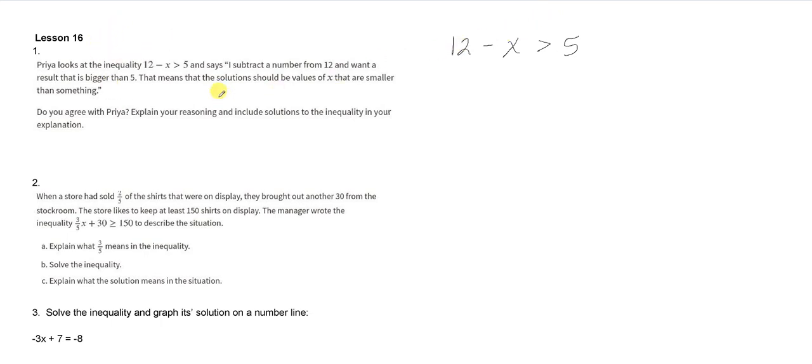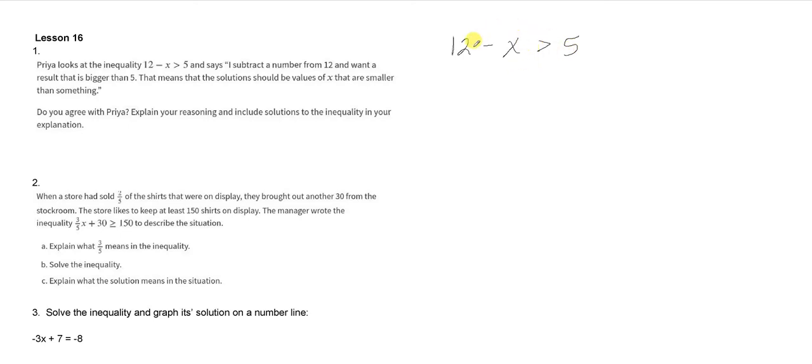The way that this one is phrased is a little bit confusing. I kind of get where it's coming from, and maybe we'll have this discussion in class, maybe we won't. But whenever you have the situation where something is being taken away from a number and it has to be bigger than a value, what Priya is saying here is that when you subtract a number, x, from 12, and you want that result to be bigger than 5, that means that your solutions, your x's, have to be smaller than things to be able to keep that bigger than 5.